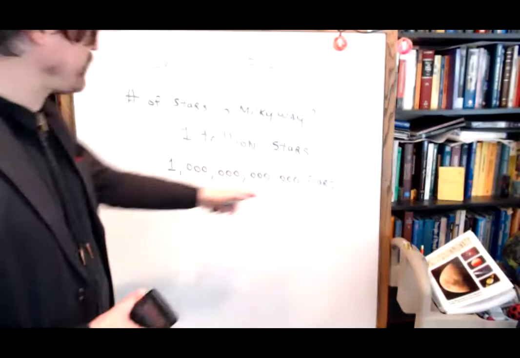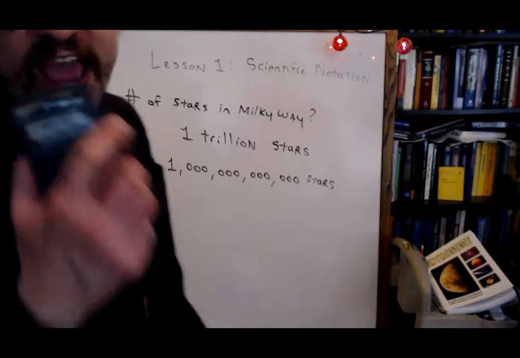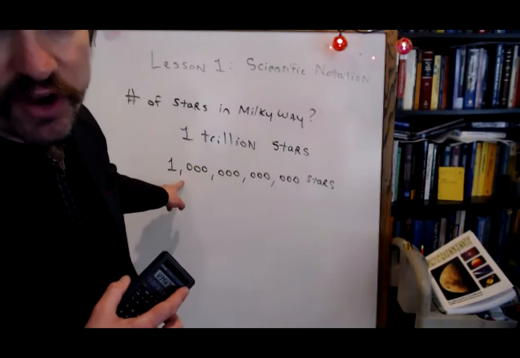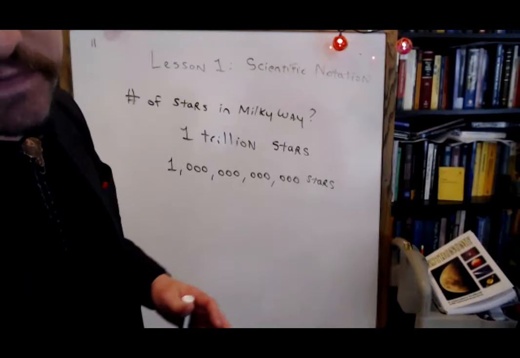But the number trillion has 13 digits in it. So you can't put the number trillion into your calculator the good old-fashioned way. Also, you are not allowed to write this down on your homeworks because I don't want to count that many zeros. It's not fun to look at.